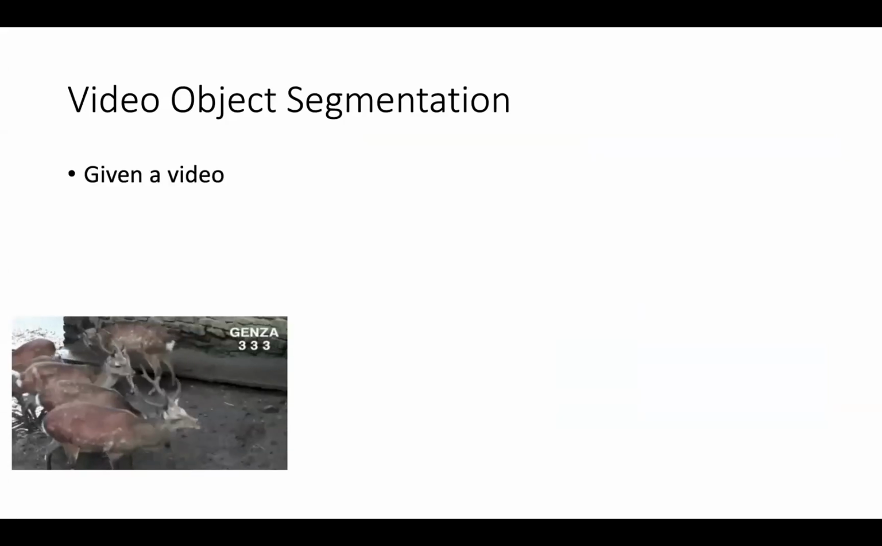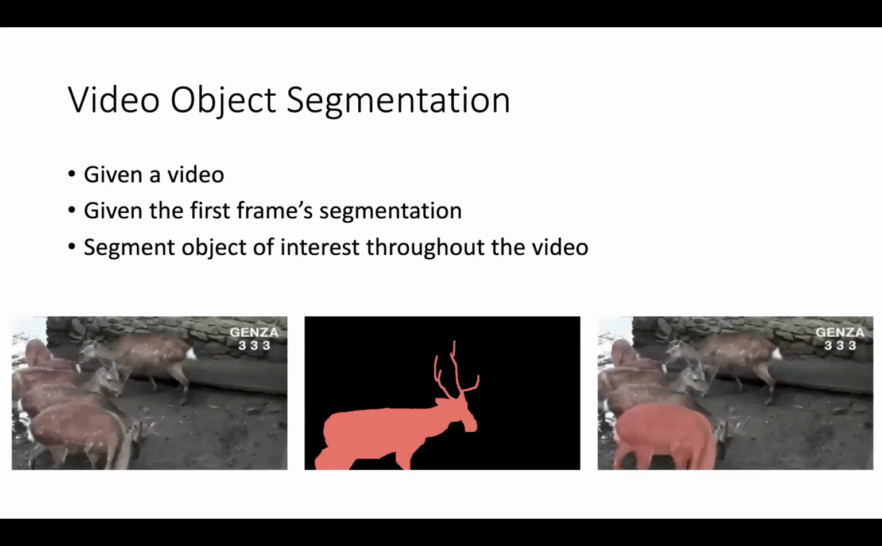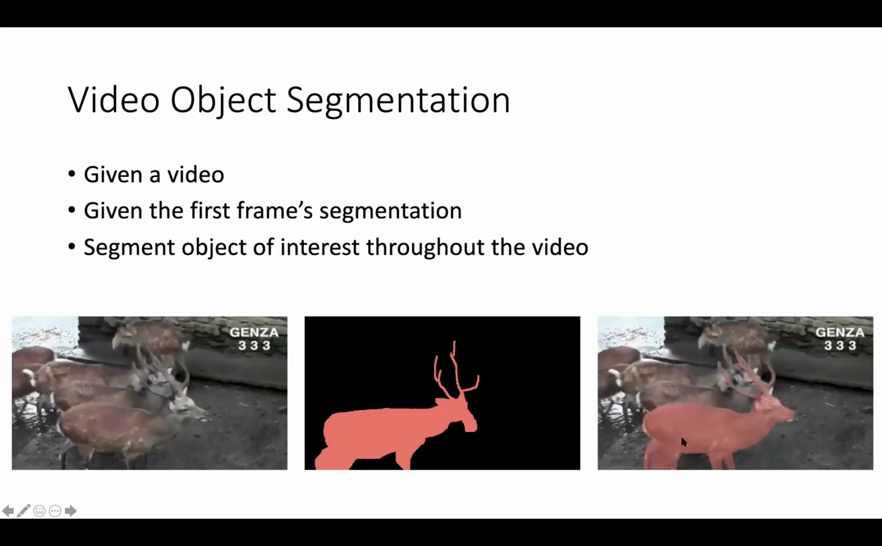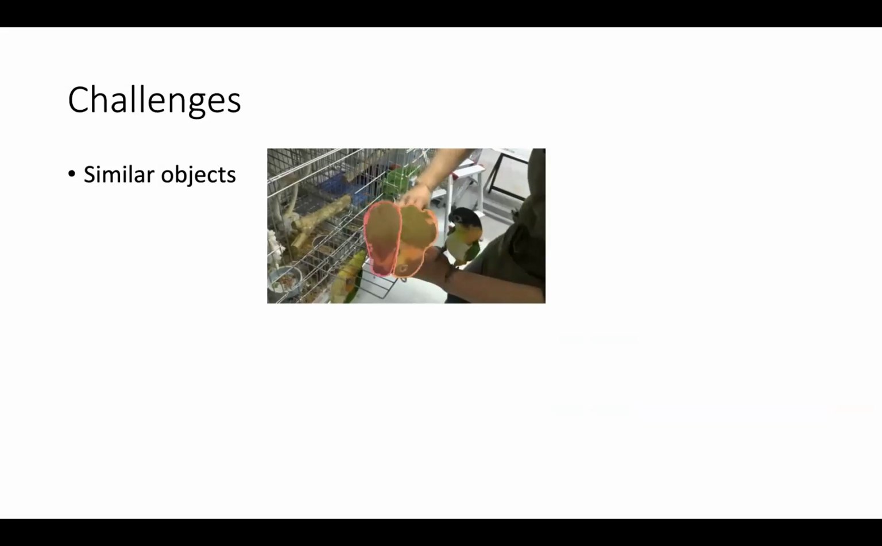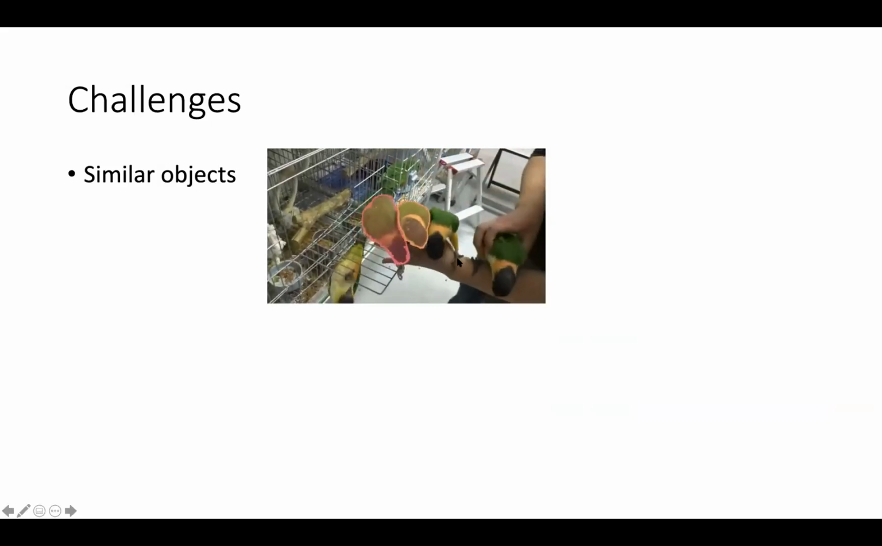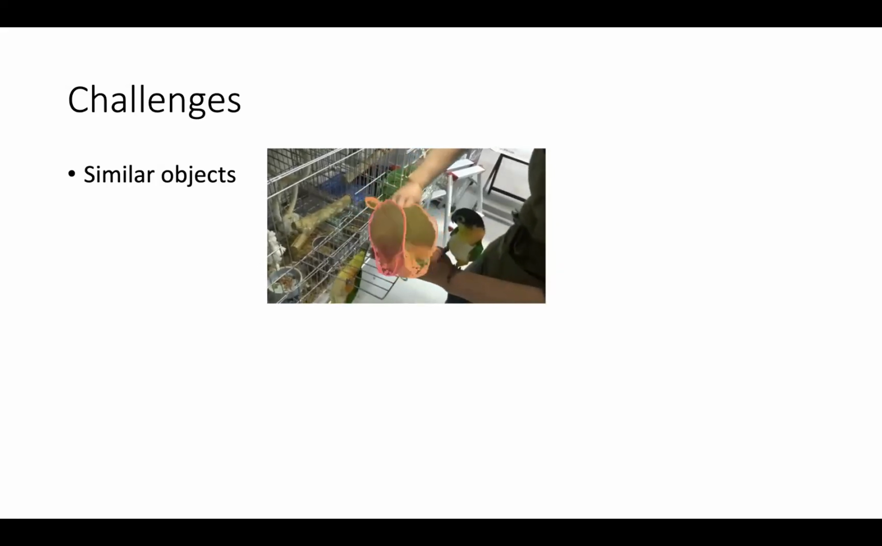So video object segmentation. In this problem, again, you're given a video, but this time you're given the first frame segmentation. And the goal of the problem is to segment the object of interest throughout the video. So in this case, we want to segment this deer in all the frames of the video. Again, there are many challenges. So one is that of similar objects. For example, all these birds look quite similar, but you have to differentiate them using that first frame segmentation.